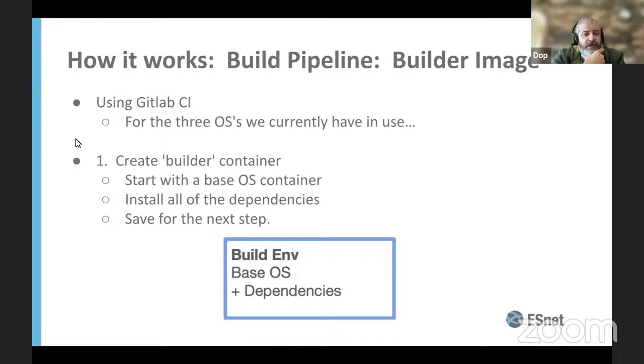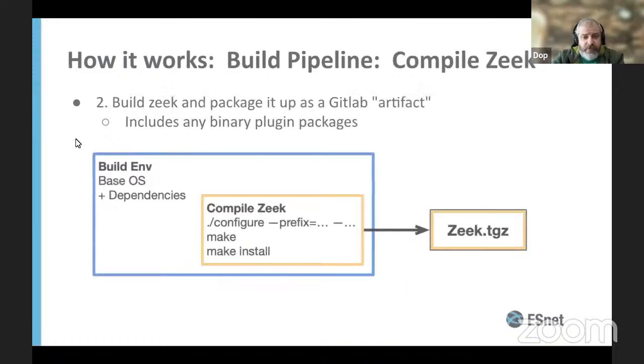So how does this work? We use GitLab internally. That starts with essentially a fork or clone of upstream Zeek. Then for the 3 OSs that we currently have in use, we start by creating what we call a builder container. It's just a build environment with the tools, dependencies, and the base OS. We save that container for the next step, which is to actually download and compile Zeek. For each of those 3 OSs, it builds Zeek and creates a GitLab artifact that we package up as a Zeek tar file.